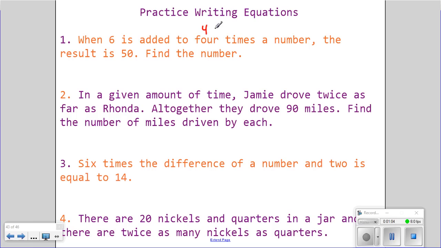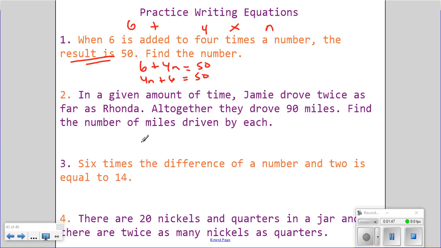So we have 4 times something, and we need 4 times a number. So let's say the number is n. It says 6 is added to 4 times n, so 6 plus 4n. The result is 50. Result is, so that usually means equal. So it could look like this: 6 plus 4n equals 50. Or traditionally, we would put 4n plus 6 equals 50.